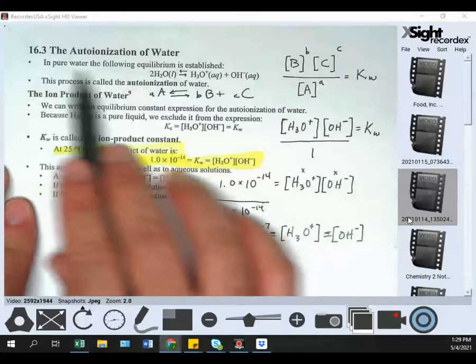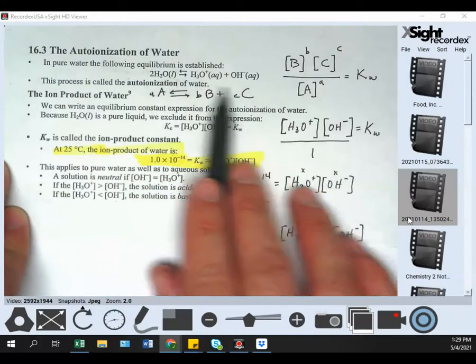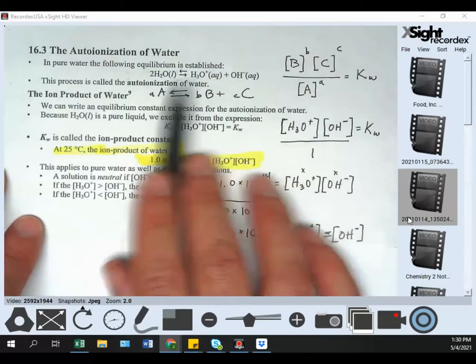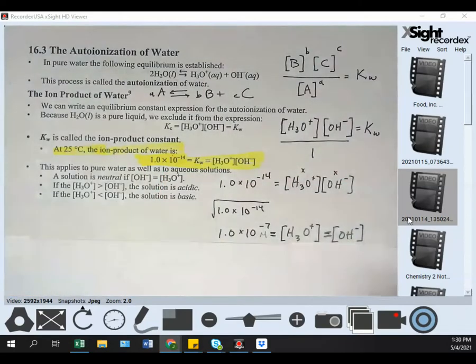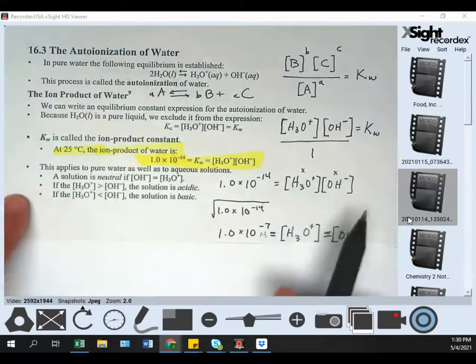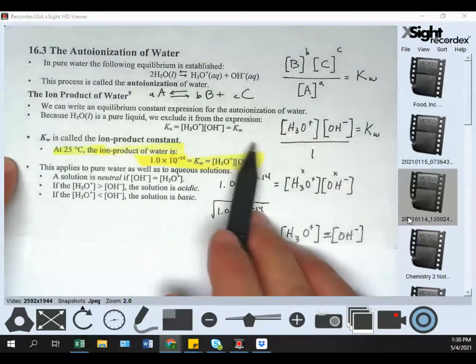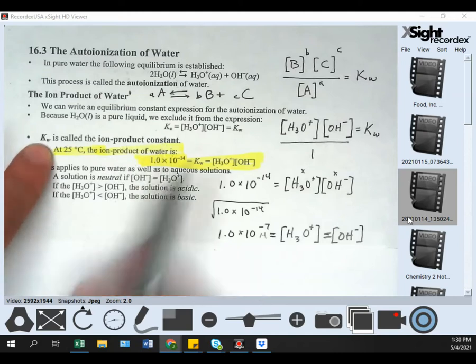So in pure water, the following equilibrium is established, and they give us this equation here: two water molecules go back and forth between being two water molecules and a hydronium ion and a hydroxide ion. This process is called the autoionization of water. Now, there's what's called an ion product constant, the Kw.